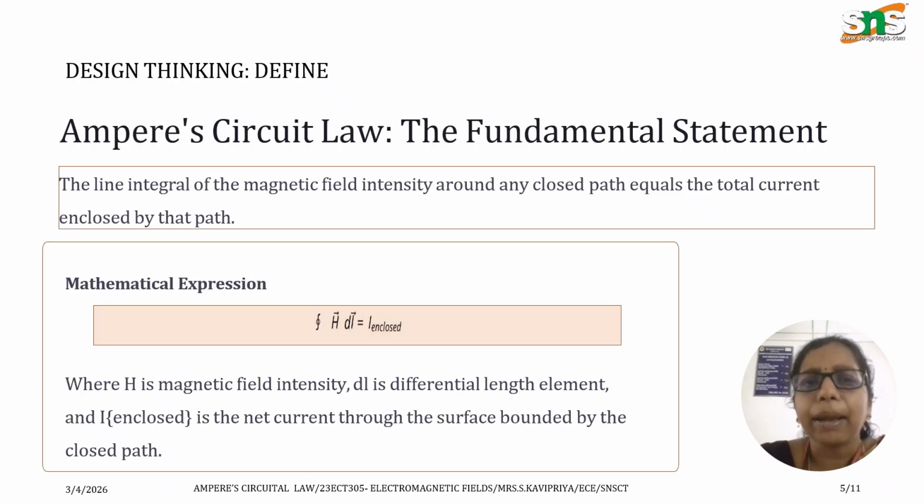So what is the statement behind Ampere's circuital law? According to Ampere's circuital law, the line integral of magnetic field intensity over any closed path is equal to the current enclosed by that path. The expression is given as the integral over the closed path of H vector dot dl is equal to I enclosed, where H is the magnetic field intensity and I enclosed is the current enclosed by that particular path.